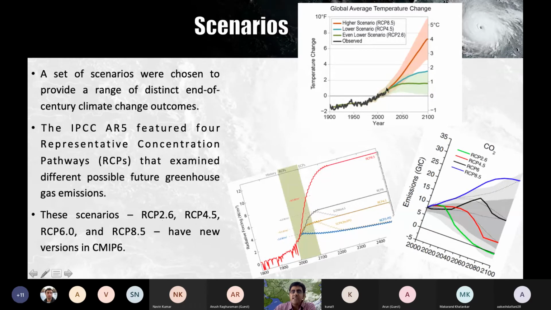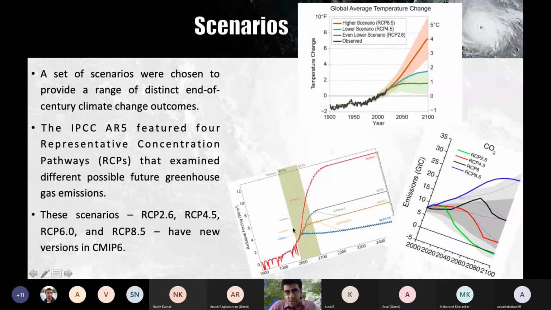So different scenarios means, what will happen if the temperature rises by 4 degrees? What will happen if the temperature rises by 2 degrees? What will happen if the temperature rises only by 1 degree? What happens if the temperature remains constant? Temperature scenario, emission scenario. What happens if the emissions are going to be higher? Greenhouse gas emissions. What happens if emissions are going to be lower?